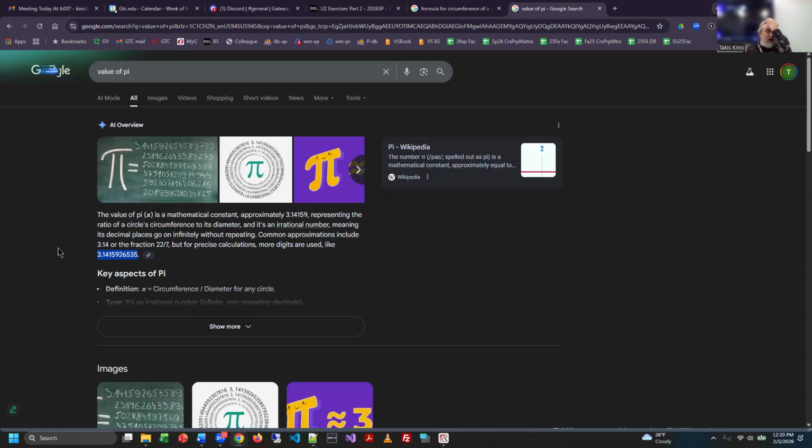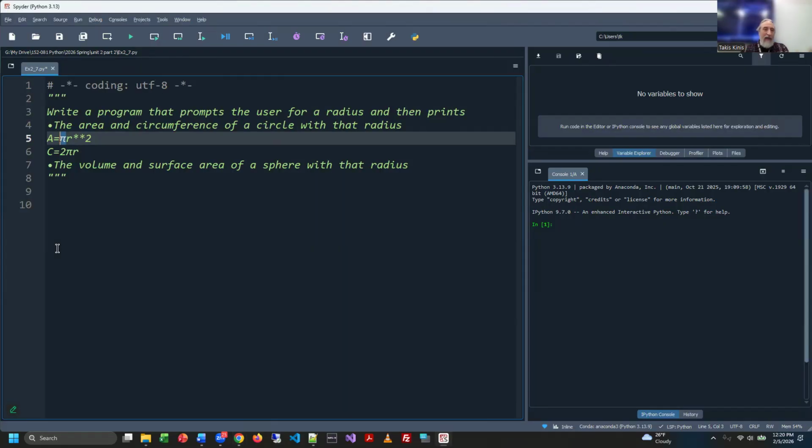Now, the reason I mention this, right, is one way that you can solve these problems is when you come up with these formulas in your program, and some people will do this, they will just hard code 3.14 or 3.1415 or some variant of that, maybe rounded to calculate the value of pi.